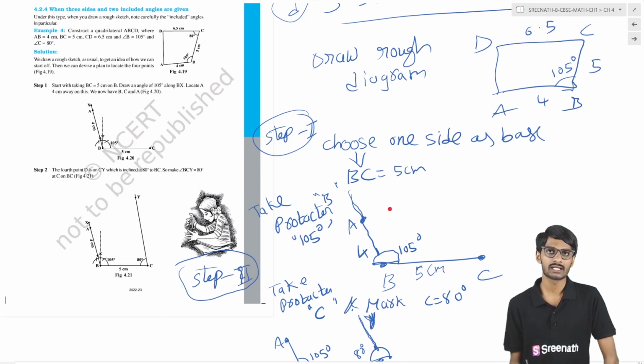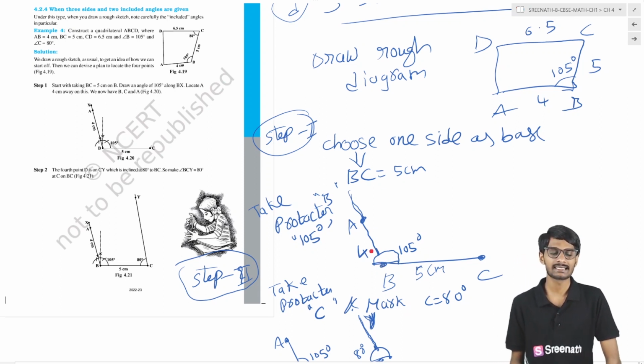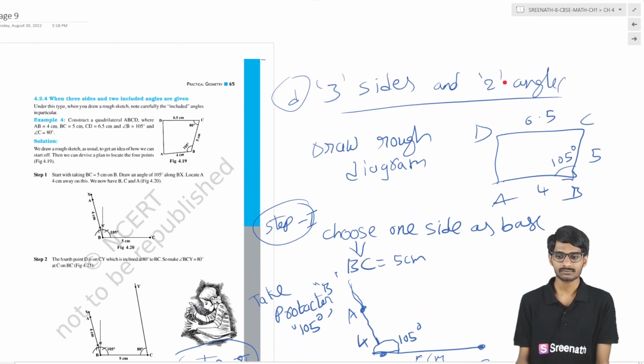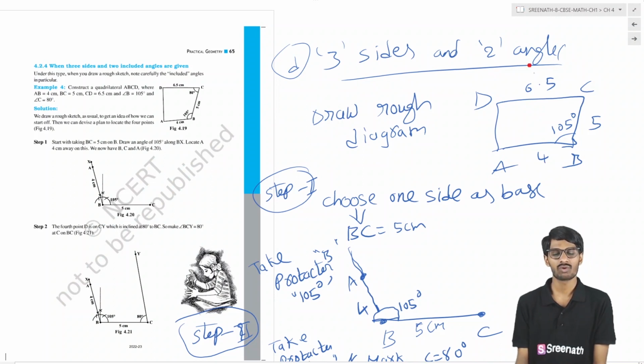After that, you take a protractor at point B and mark 105 degrees here, extend it like that, and mark the vertex A at 4 centimeters from B. So finally you have got the three points. Out of the two angles we have used one angle, and two sides are completed. So how many are remaining? One side is remaining, one angle is remaining.